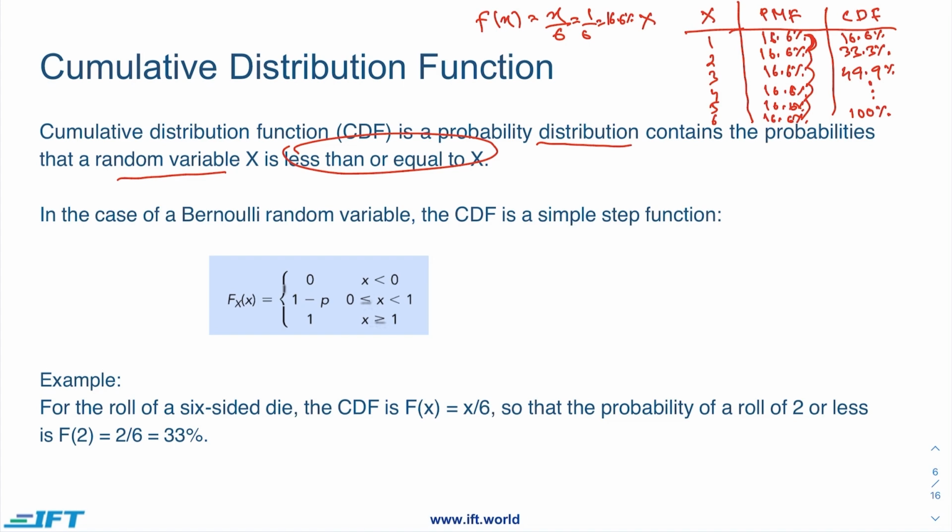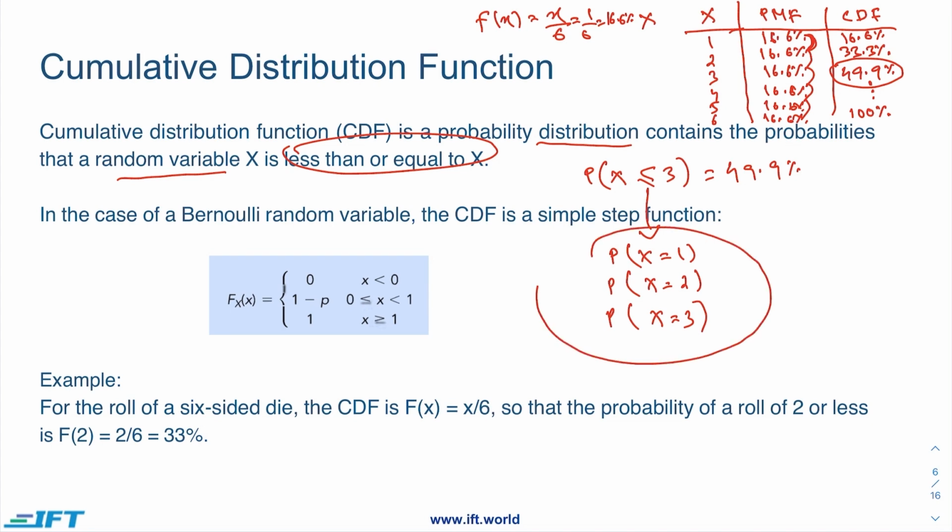probability. So basically we are talking about a particular event. For example, in this particular case, we can ask what would be the probability of x less than or equal to 3. We will just go here and take this probability, which is 49.9%, because we are calculating three probabilities: probability of x is equal to 1, probability of x is equal to 2, and probability of x is equal to 3.